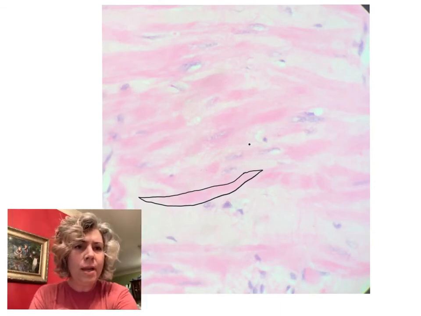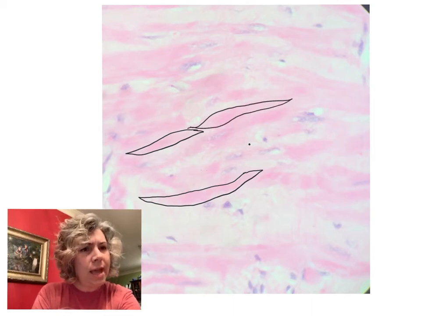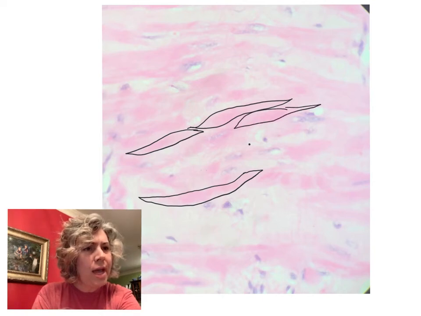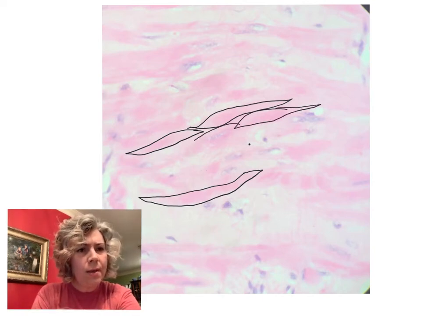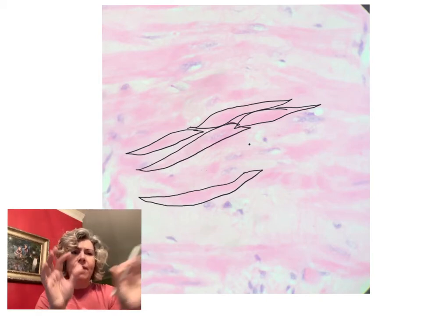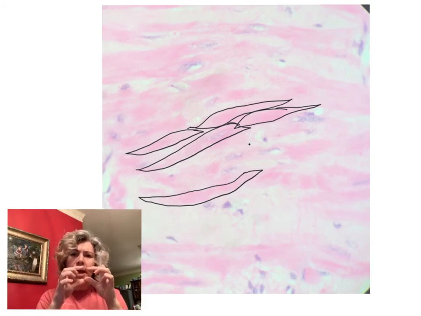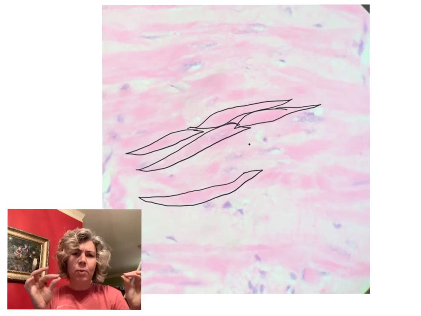Another one here, kind of outline that. There's another one right beside it, right here. Kind of pull these together. So I'm trying to outline these for you, just so you can kind of get a visual of the fibers themselves. So I've outlined several smooth muscle fibers. You can see how they kind of taper off at the end. So a wider belly in the middle, and then they taper at the end.